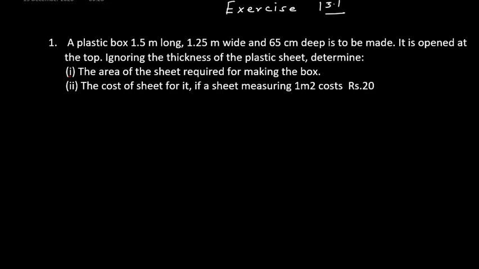First problem is a plastic box 1.5 meter long, 1.25 meter wide and 65 centimeter deep is to be made. It is open at the top. Ignoring the thickness of plastic sheet, determine the area of the sheet required for making the box. And second, the cost of sheet for it, if the sheet measures 1 meter square, cost rupees 20.